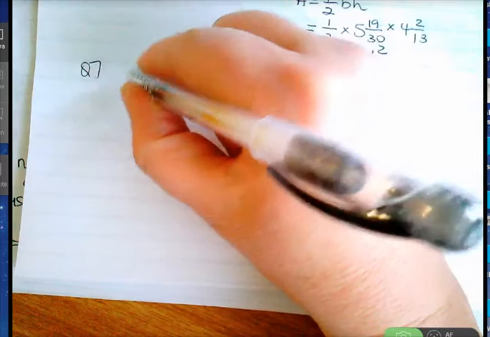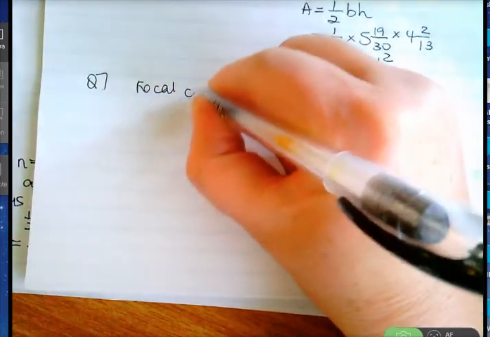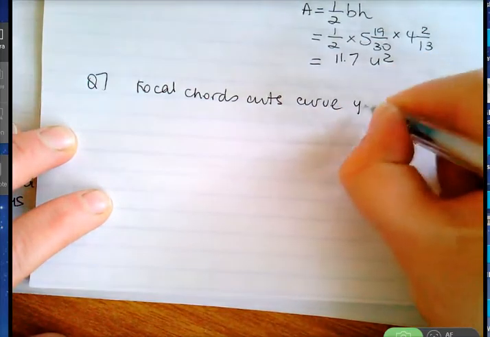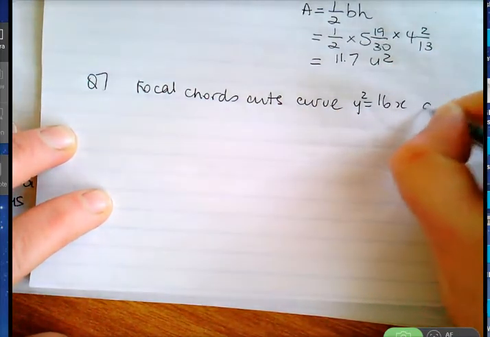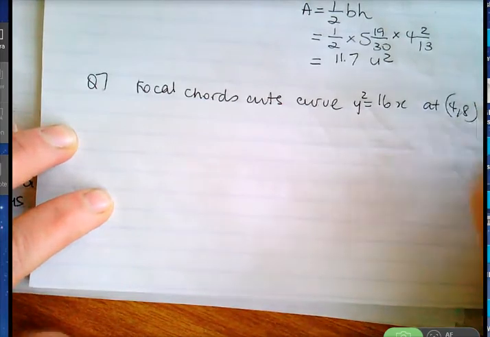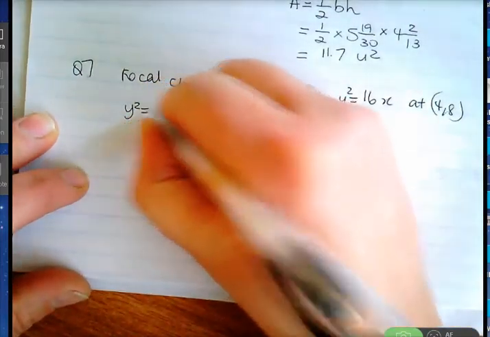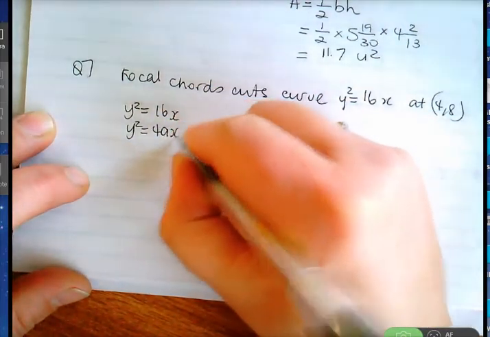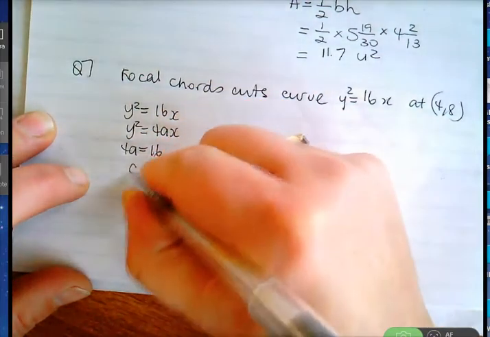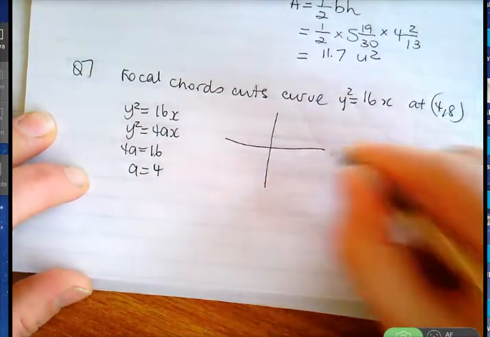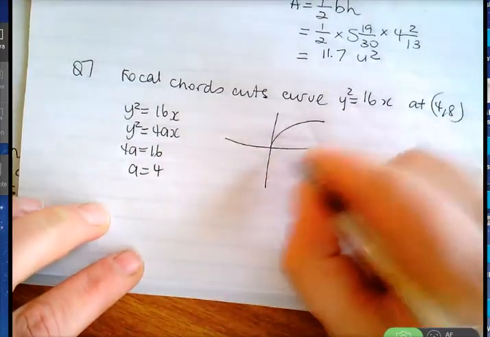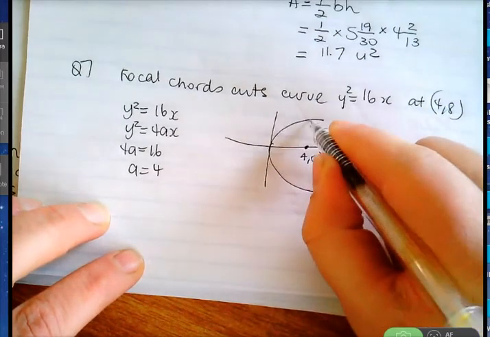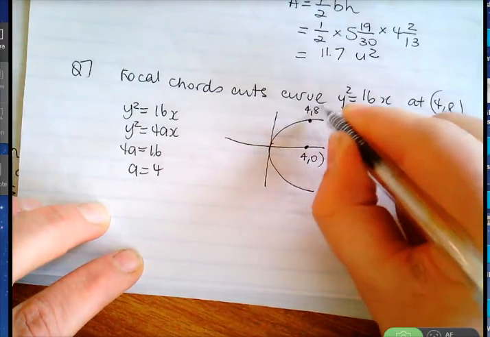Question 7, find the equation of the focal chord. We want the equation of the focal chord that cuts the curve y squared equals 16x at (4, 8). So this is y squared equals 16x, which is of the type y squared equals 4ax, 4a is 16, a is 4. Which way does the curve go? That's how you can tell. Because this is (4, 0), and if you want the point (4, 8), it's directly above it.